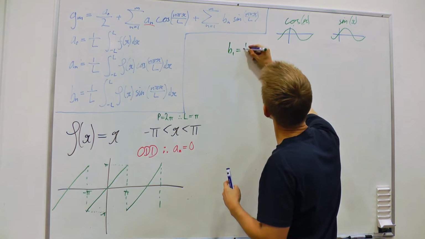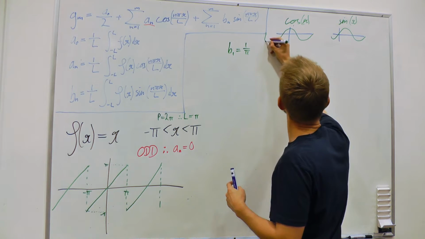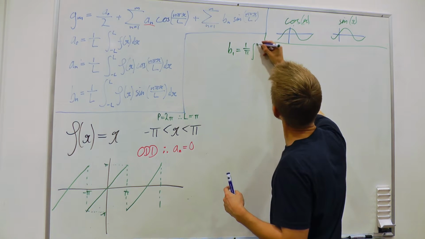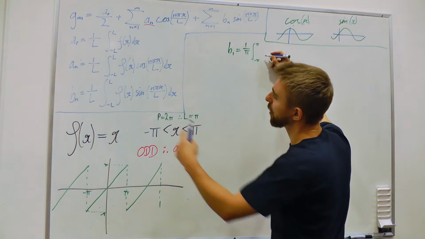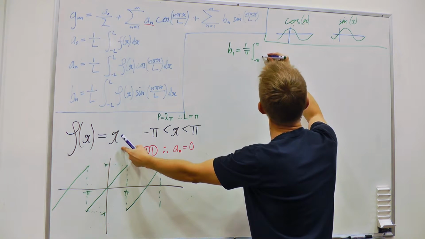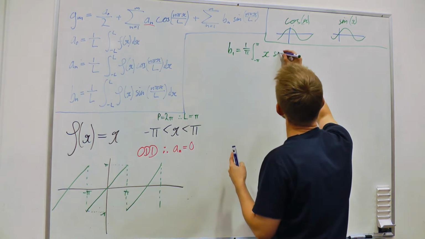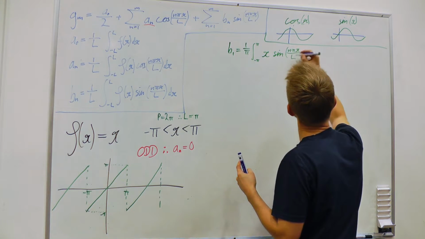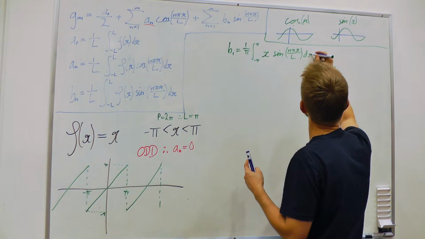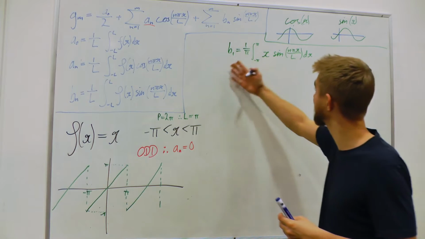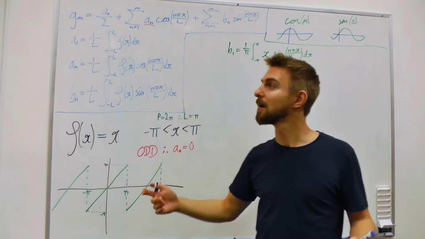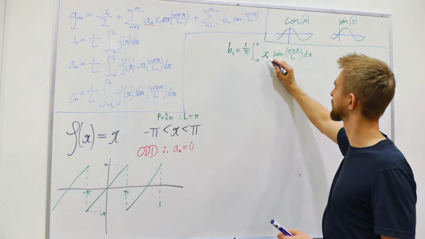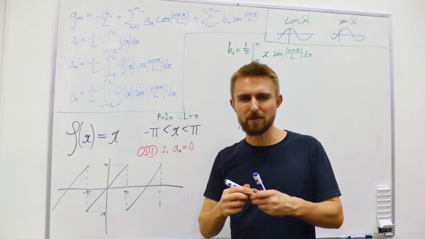b1 equals 1 over pi times the integral from minus pi to pi of our function f of x, which is just x, times sine of n pi x over L dx. That's all we have to do. We're going to evaluate this thing, and it will give us a number, and then we know b1. So how do we evaluate this thing? Well, we've got to integrate the product of two functions. How do we do that?